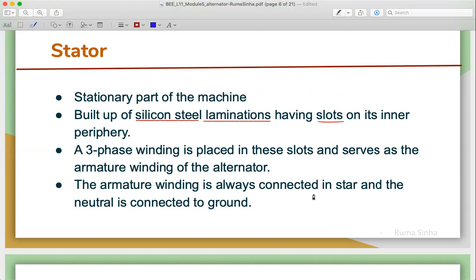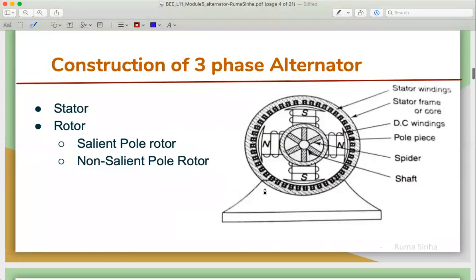The armature winding is always connected in star, and the neutral is connected to ground. For all alternators, armature winding is always connected in star, and the neutral point is grounded. So this is the stator. Here we can see this outer frame, which is the stator frame. In the inner periphery, we have the slots made, and inside the slots we have the armature conductors placed, connected together to form a three-phase star connected winding, and the whole thing is placed on a base.